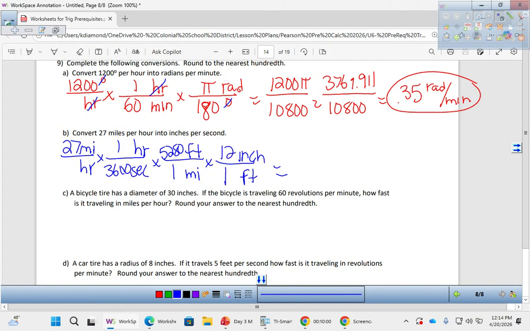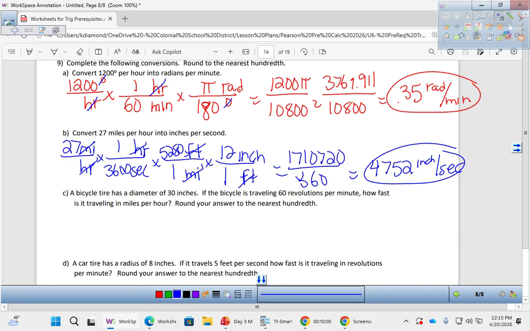So what happens here is hours takes out hours, miles takes out miles, feet takes out feet, and we're left with inches per second. I'm just going to multiply 27 times 1 times 5,280 times 12. All of the top numbers give me this. And then I'm multiplying the bottom numbers, which looks like it's just 360. And then I'm doing that top number divided by that bottom number. And that's inches per second.